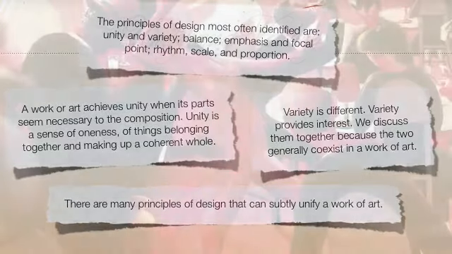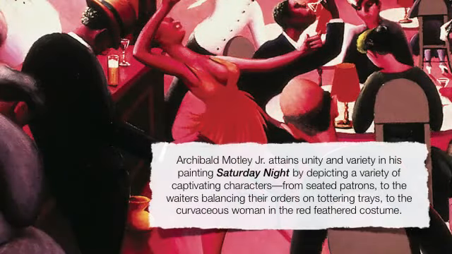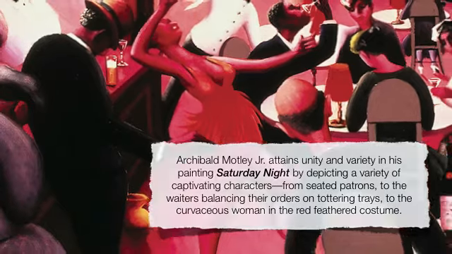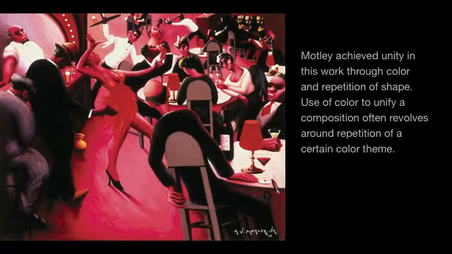For example, Archibald Motley Jr. attains unity and variety in his painting Saturday Night by depicting a variety of captivating characters, from seated patrons to the waiters balancing their orders on tottering trays, to the curvaceous woman in the red feathered costume. Motley achieved unity in this work through color and repetition of shape.